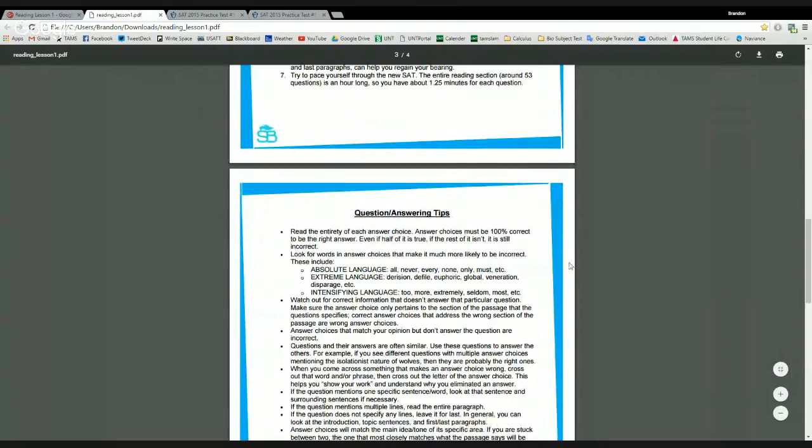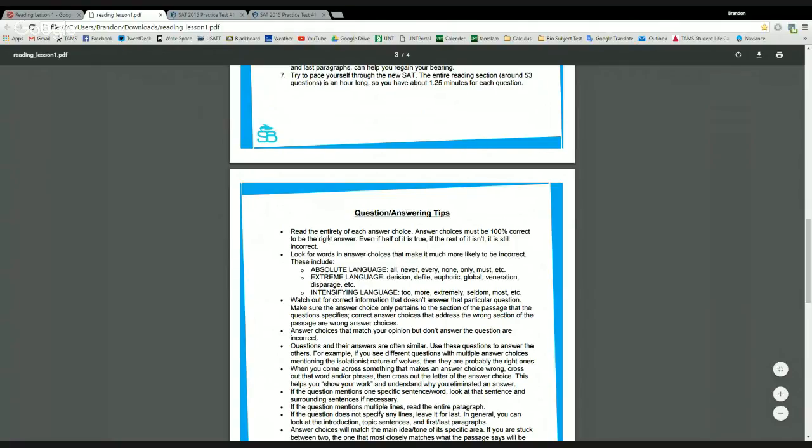Now we're going to discuss some question answering tips. So read the entirety of each answer choice. An answer choice must be 100% correct to be the right answer. Even if half of it's true, if the rest isn't, then the whole thing is still incorrect. So every part of the answer has to be correct. One word can make the whole thing wrong.